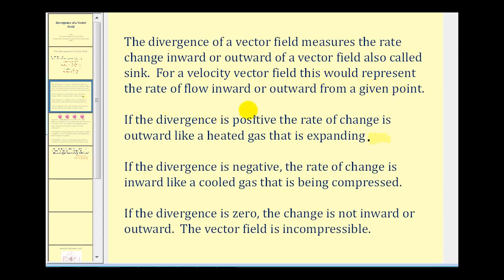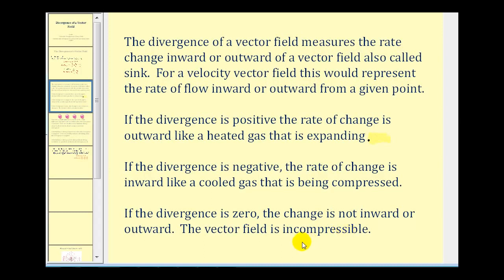If the divergence is positive, the rate of change is outward, like a heated gas that is expanding. If the divergence is negative, the rate of change is inward, like a cooled gas that is being compressed. And if the divergence is zero, the change is not inward or outward. The vector field is called incompressible.